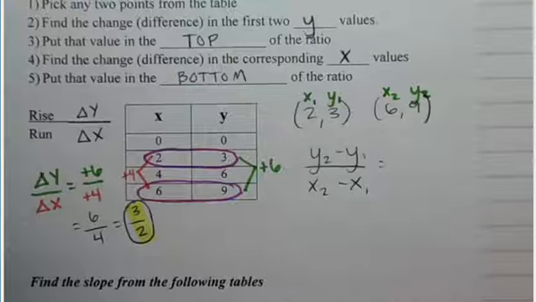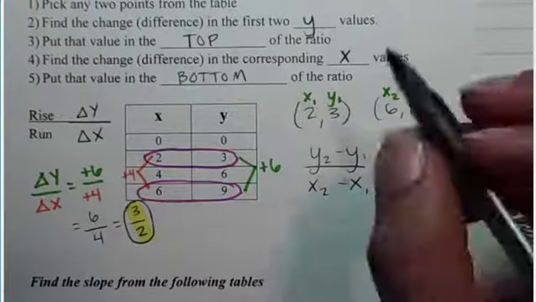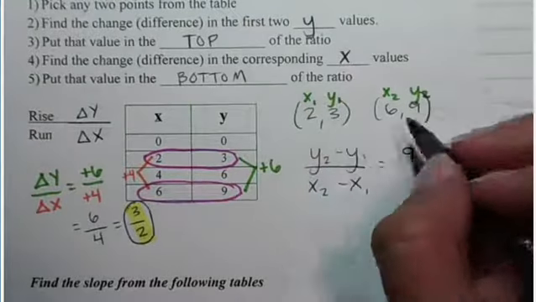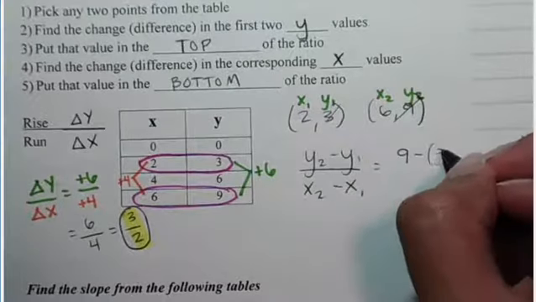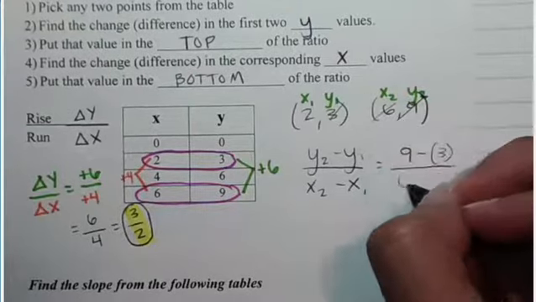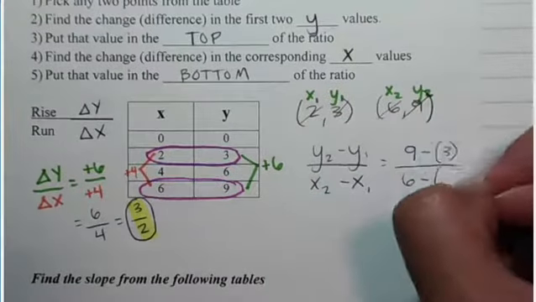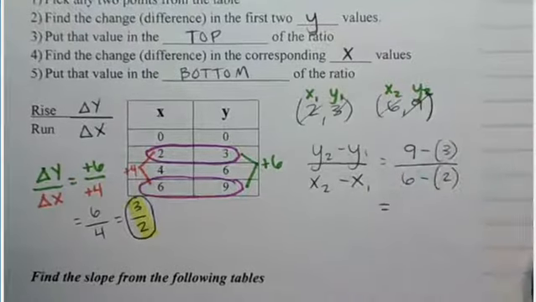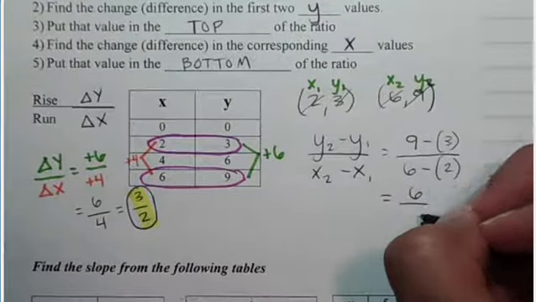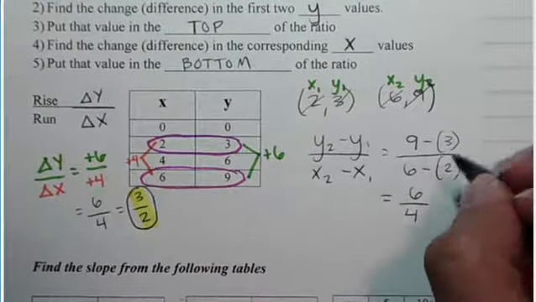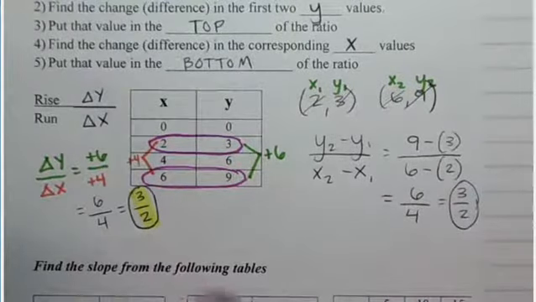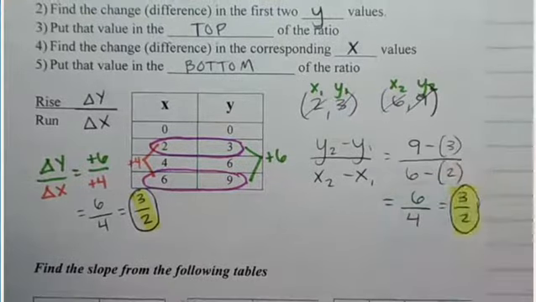And I'm going to go ahead and fill in what I know. So y2 is 9 minus the y1, which is 3, over x2, which is 6, minus x1, which is 2. So when I go ahead and solve that, 9 minus 3 is 6, 6 minus 2 is 4, and that simplifies to 3/2. It gives me that same answer that I found by looking at the change in y over change in x.